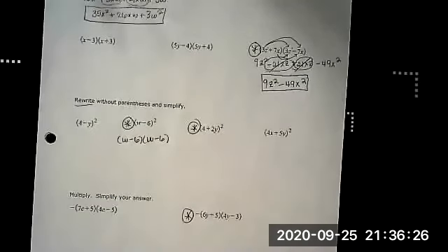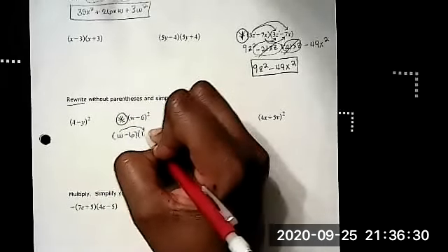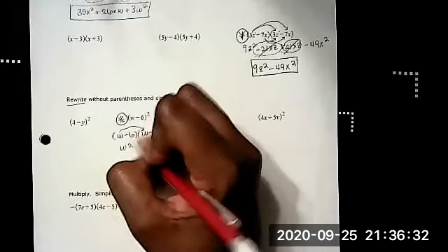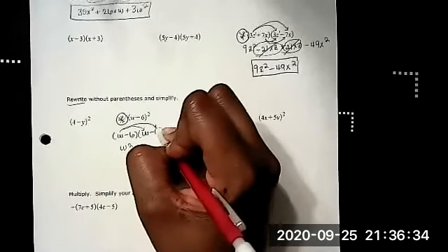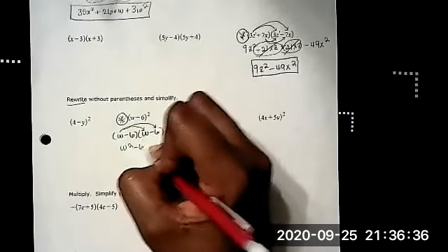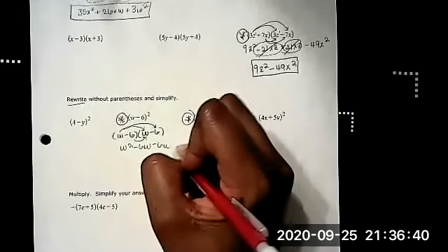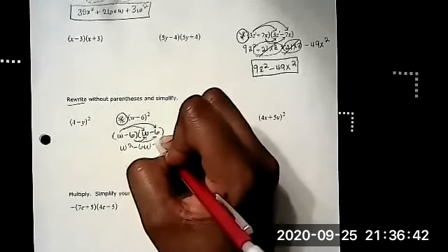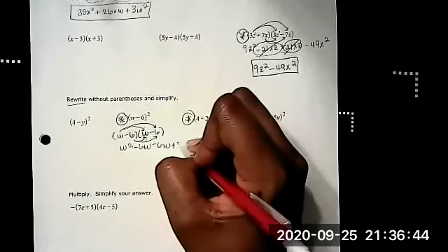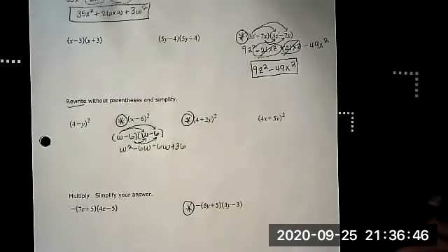Rewrite without parentheses. In this particular case, I'm just going to write this out twice. Okay? Just to make it easy for myself. And then I'm just going to FOIL it. W times W is W squared. And the more you do it, you'll get used to it. W times negative 6, negative 6W. Negative 6 times W, negative 6W. And negative 6 times negative 6 is positive 36 because two negatives, when you multiply, become positive.